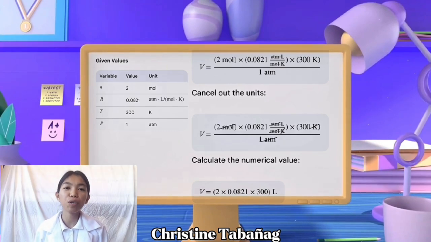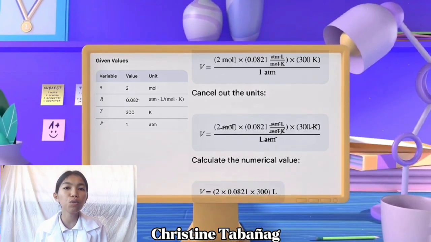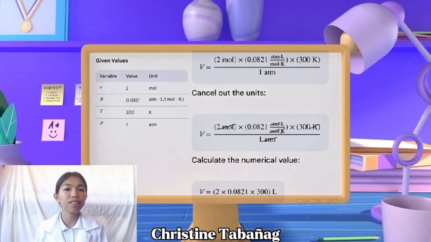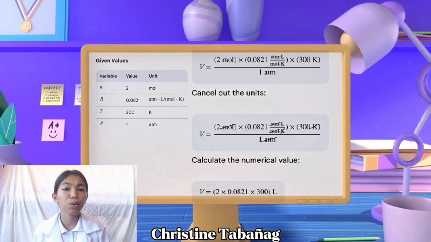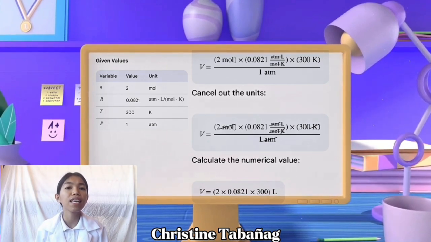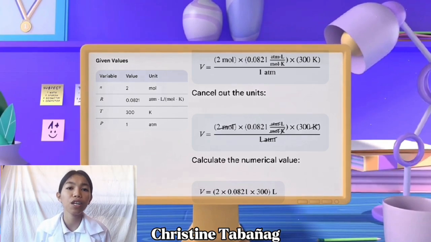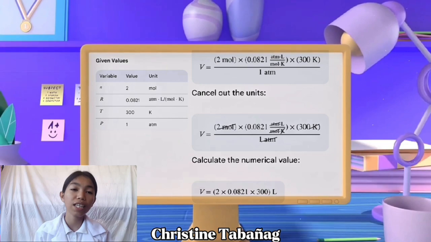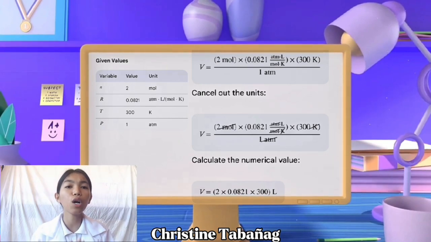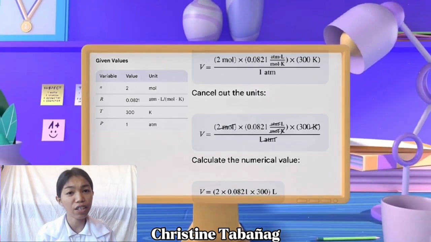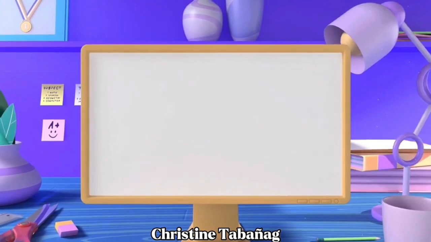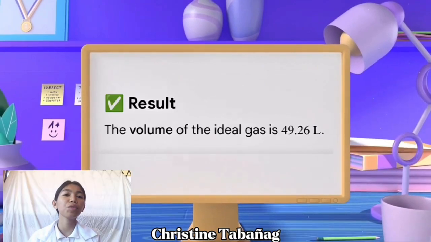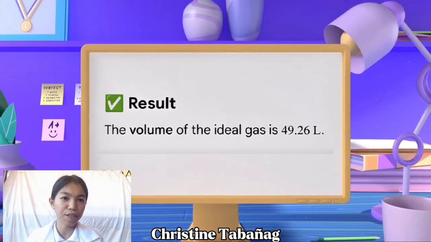After that, we are going to put in the values, so it should be 2 moles, and our R is a constant, which is 0.0821 L·atm per mole·Kelvin, and T, which is the temperature, is 300 Kelvin. So over our pressure, which is usually in atm, is 1. So when you are done substituting the known values, we are going to perform the calculations. So now our answer would be 49.26 liters.